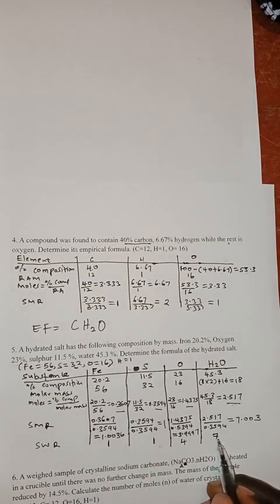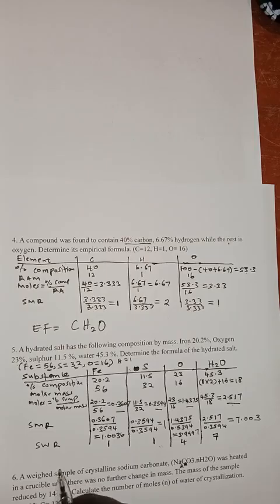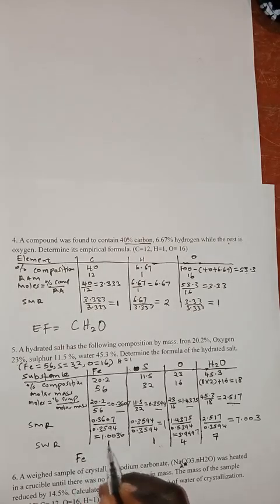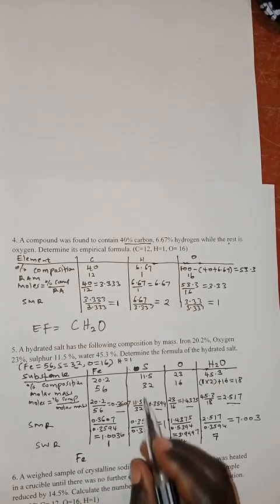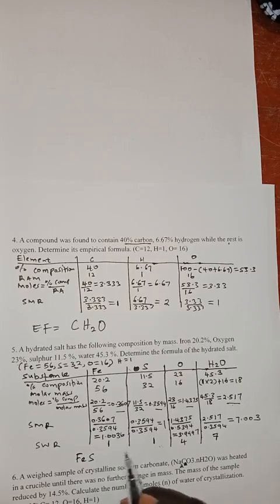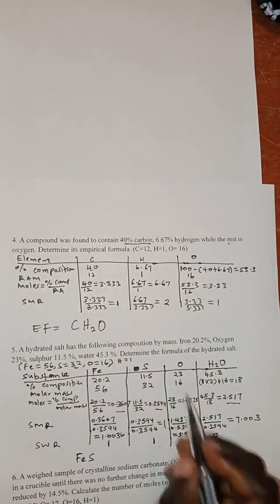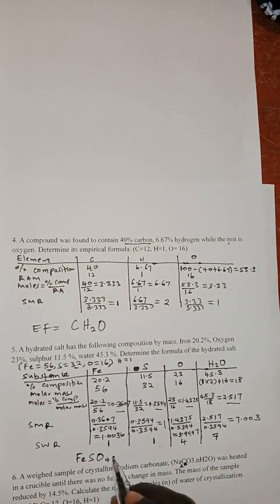And finally, now we have the ratios in which these elements or substances combine. So the formula of the compound is going to be Fe. Iron is 1, so Fe is 1. Then sulfur is 1, so it is just S. Oxygen is 4, so it's going to be O4. Then the water of crystallization is 7, so it's 7H2O.